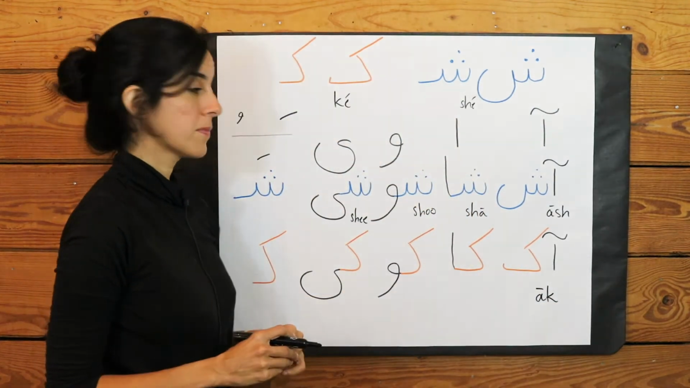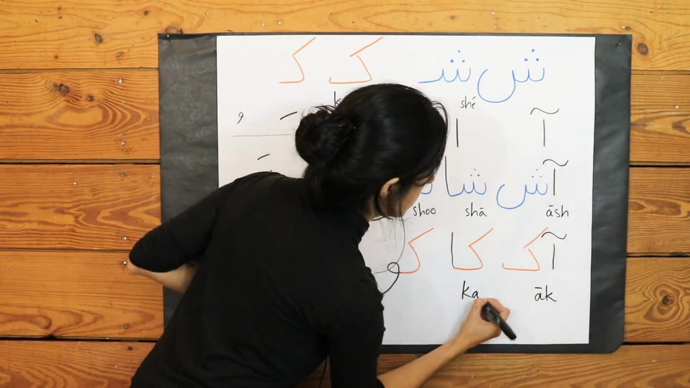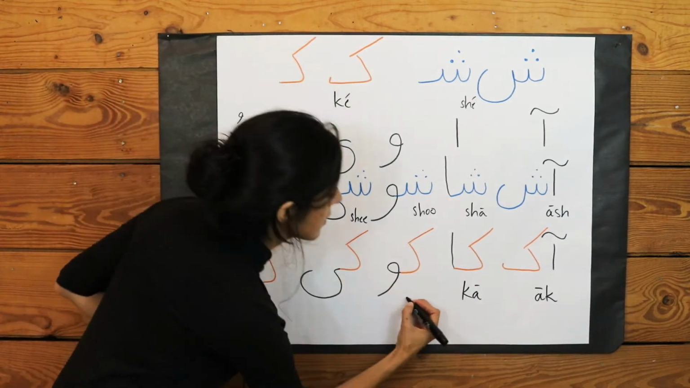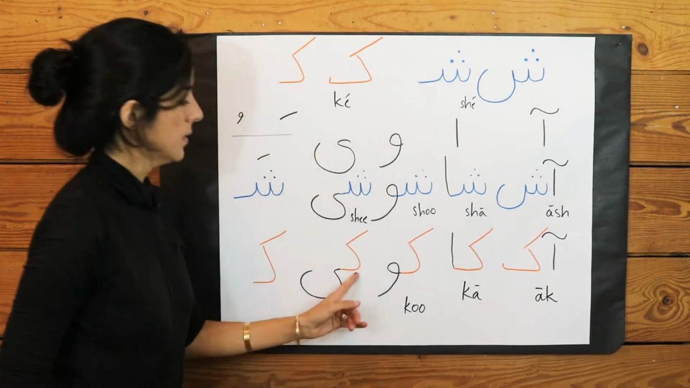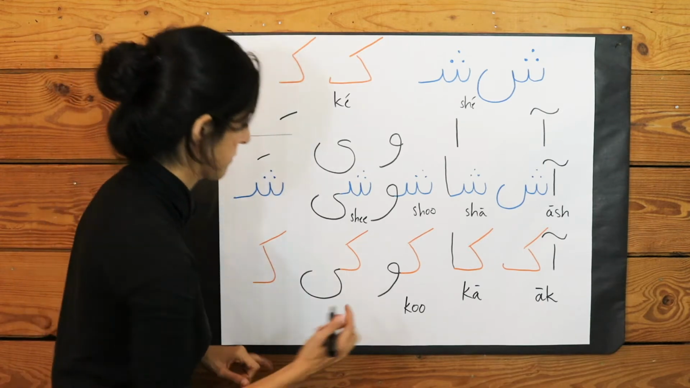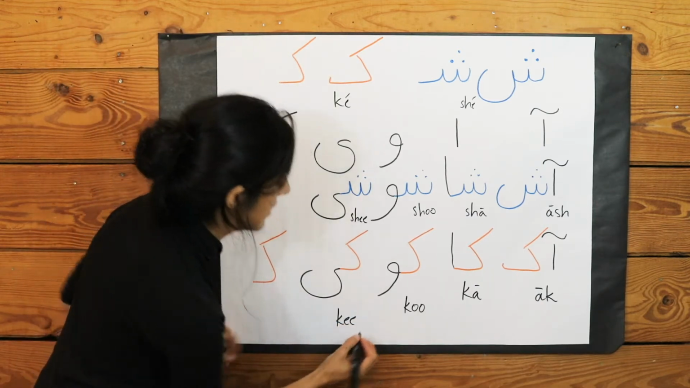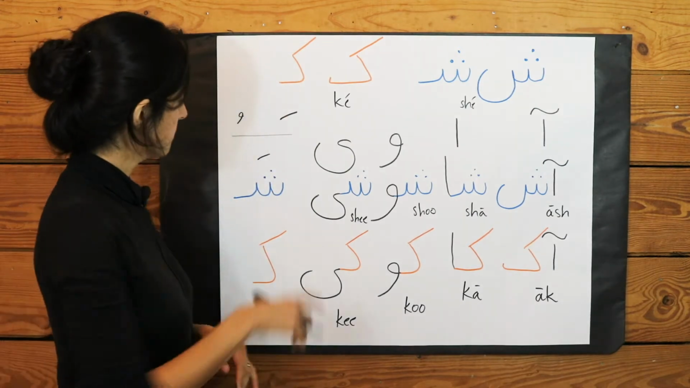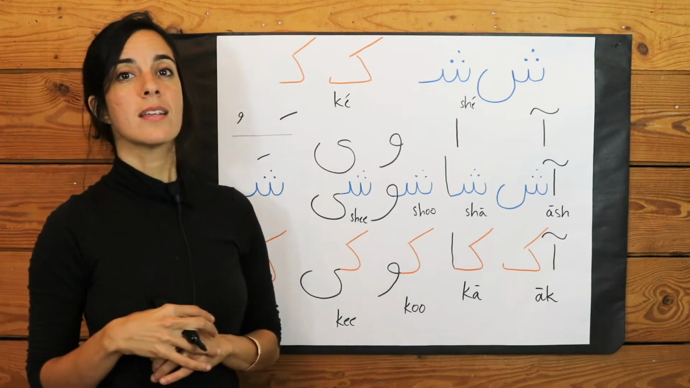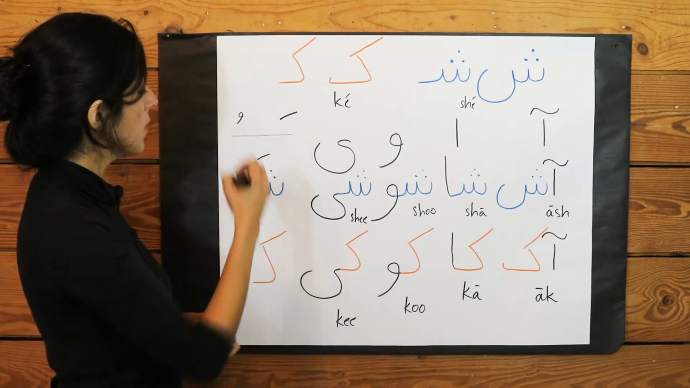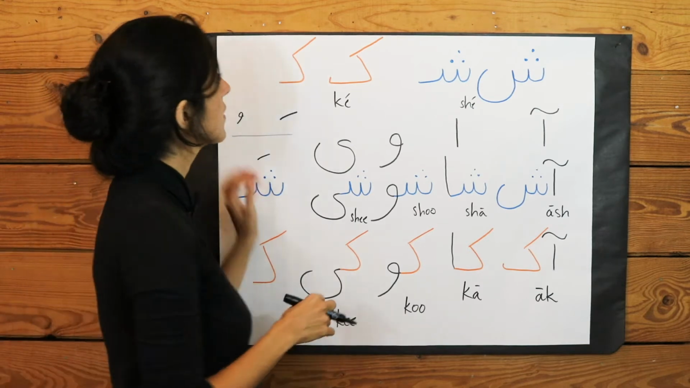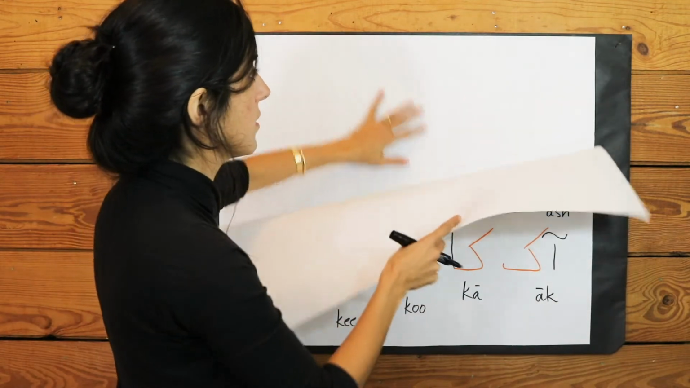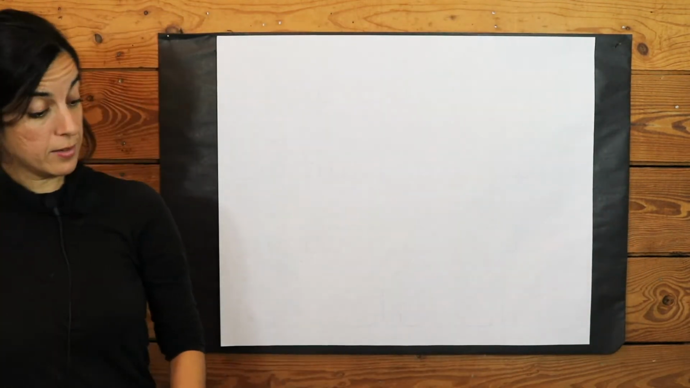Ke with a, ka. Ke with u, ku. Ke with I, ki. And then ke with accent above, ka. Ke with accent below, ke. And ke with an o above, ko. So 2 new consonants to add to your tool belt.